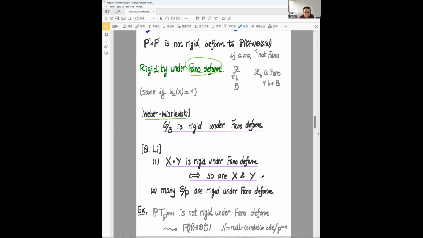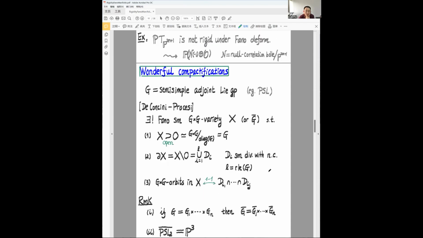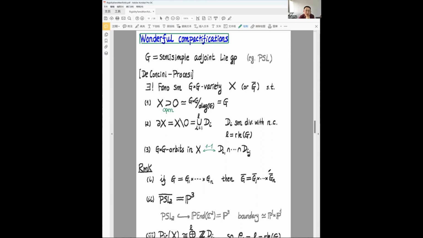But still, we have one example of a homogeneous variety which is not rigid under Fano deformation, because this can be deformed to this projective variety which is Fano. So even for GMOP, it's not completely classified which are rigid. And then our first result is about a wonderful compactification.